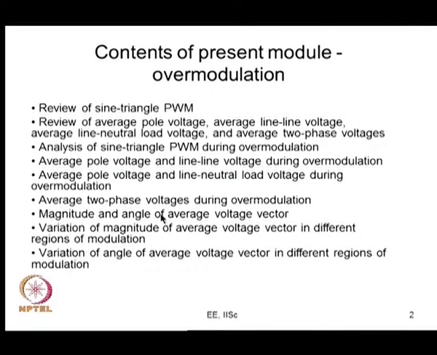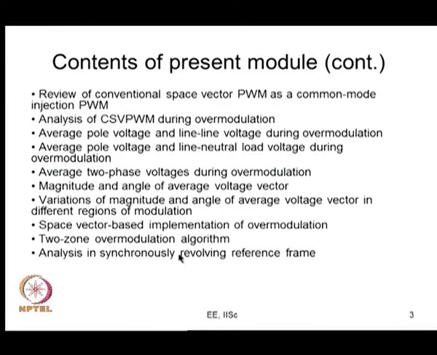Today we will quickly review this part of sine triangle PWM, and our emphasis will be on conventional space vector PWM. We will first look at conventional space vector PWM as a common mode injection PWM, that is, you have 3-phase sinusoidal signals and you add a suitable common mode component which will ensure that the null vector time is divided equally between the 0 states. That is conventional space vector PWM. We will review this also, and then we will analyze conventional space vector PWM during overmodulation, just as we did for sine triangle PWM previously. We will do that for CSV PWM now.